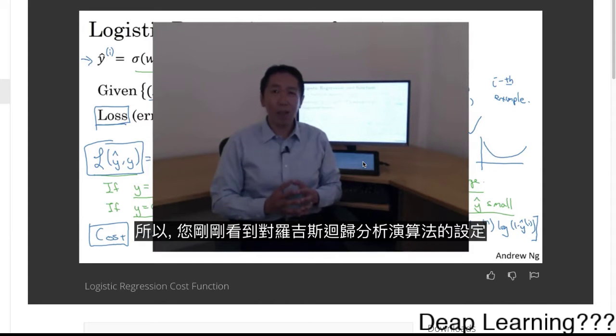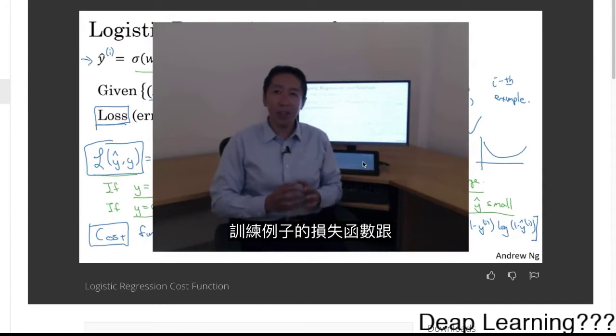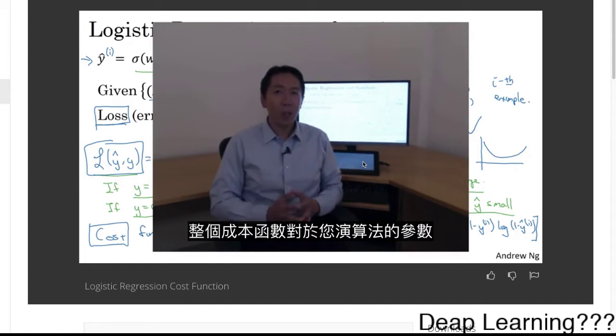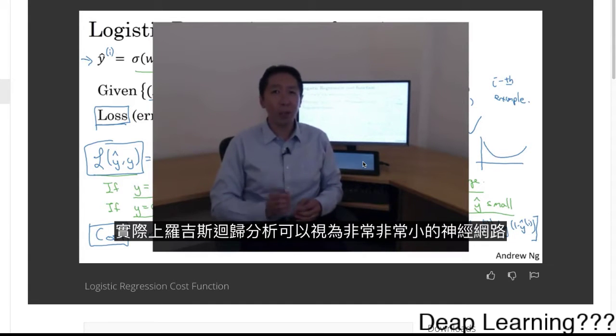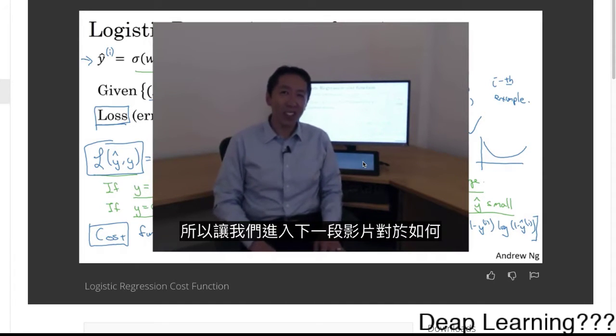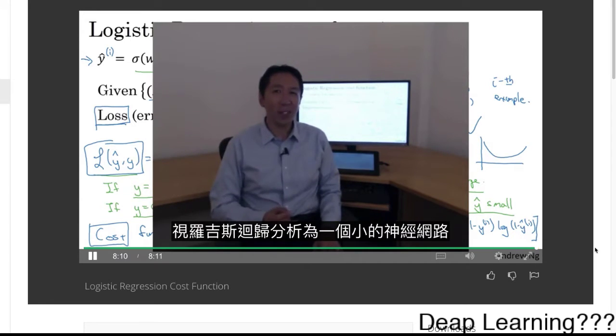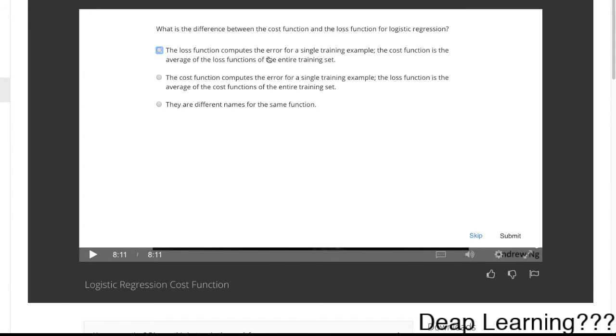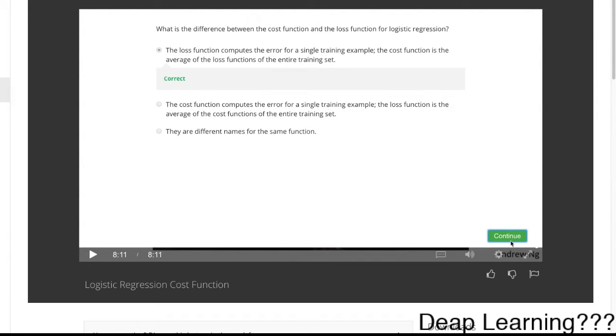So you've just seen the setup for the logistic regression algorithm, the loss function for a training example, and the overall cost function for the parameters of your algorithm. It turns out that logistic regression can be viewed as a very, very small neural network. In the next video, we'll go over that so you can start gaining intuition about what neural networks do. So with that, let's go on to the next video about how to view logistic regression as a very small neural network.